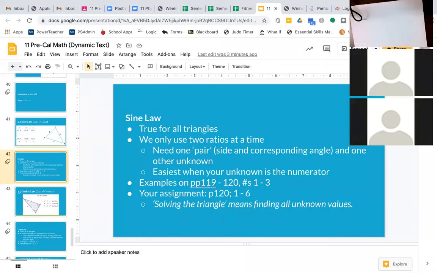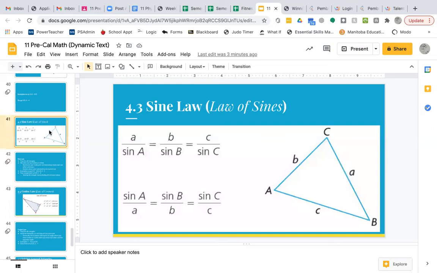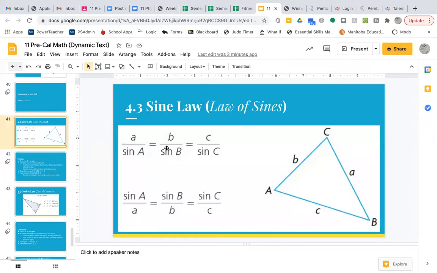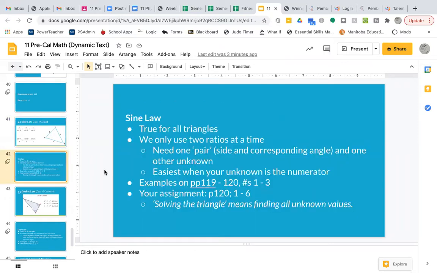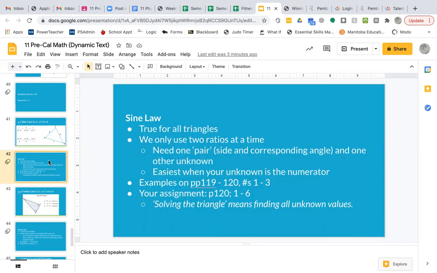Okay, I wrote it down. All set. All right, so the sine law works for all triangles. Like this is not a right triangle, but it would work for a right triangle if we wanted to use it. So just know that it works for all triangles. We have this double equation. All we need is two of these at once. We don't need to use all three every time. And like I mentioned before, it's easiest when the unknown is the one on top. If it's a side we're looking for, use this formula. If it's an angle we're looking for, we'll use this formula. All right, let's do some examples.